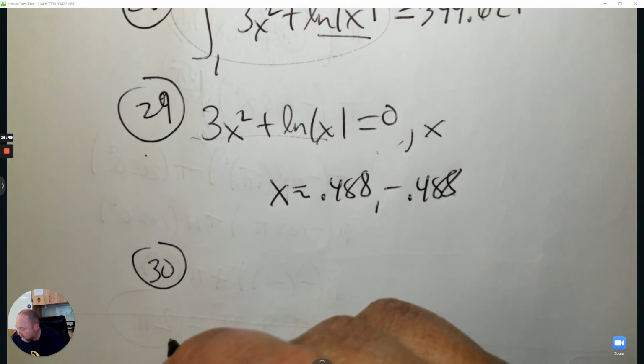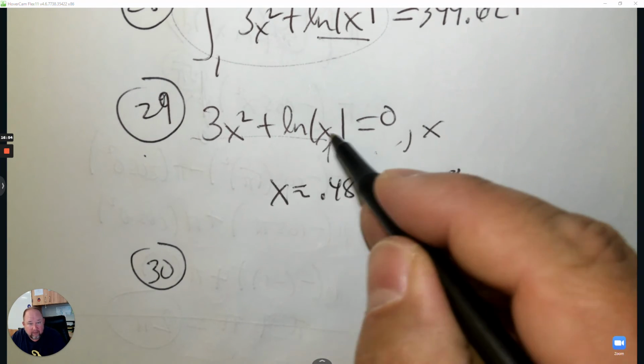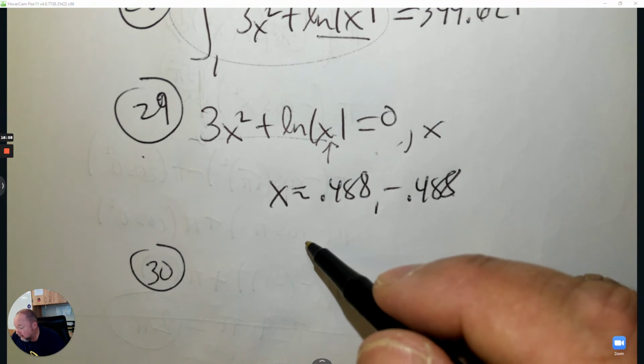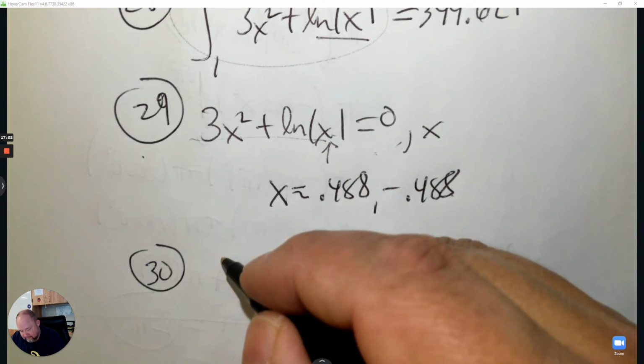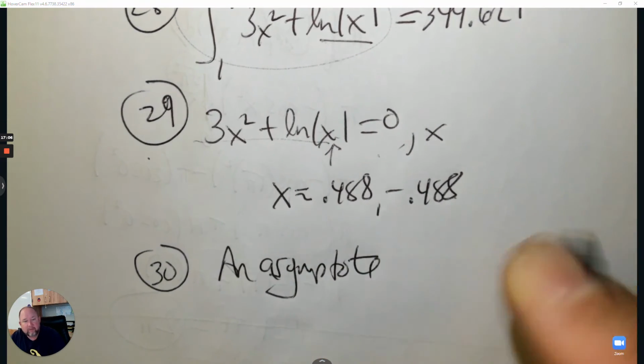F is discontinuous when x equals 0, right? Because a logarithm must have a positive value. Is the discontinuity a hole, an asymptote, or a jump? And for 30, it's an asymptote. For a logarithm, right? Logarithms have asymptotes.